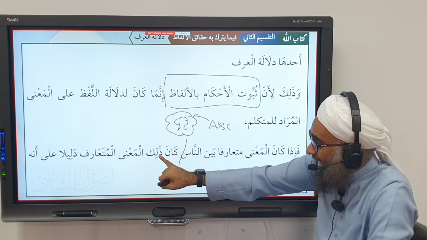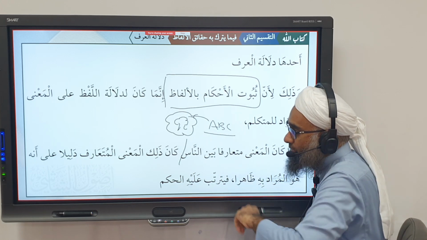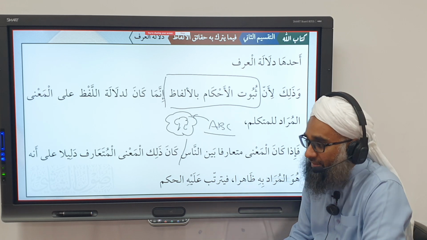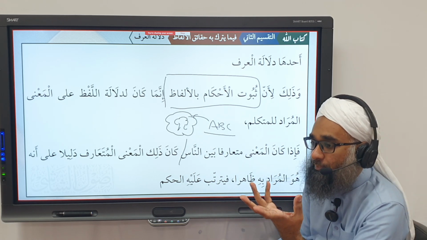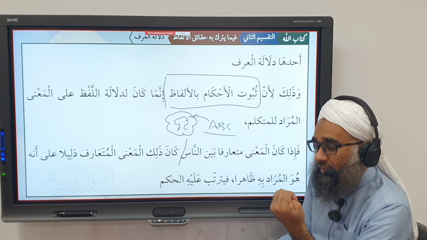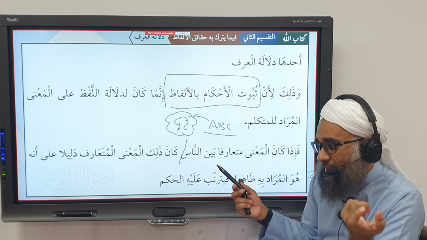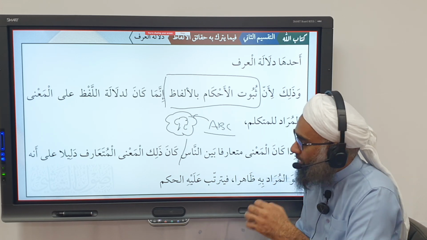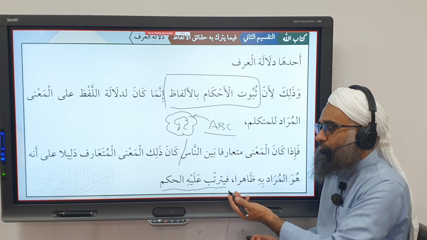So كان ذلك المعنى المتعارف, this word and the معنى المتعارف دليلا على أنه هو المراد به ظاهرا. That is the apparent meaning the متكلم said. When the متكلم said ABC, for example, because in the urf people use this word ABC to denote a tree, for example, that will be the thing. فيترتب عليه الحكم. So based on this we will put the rulings.